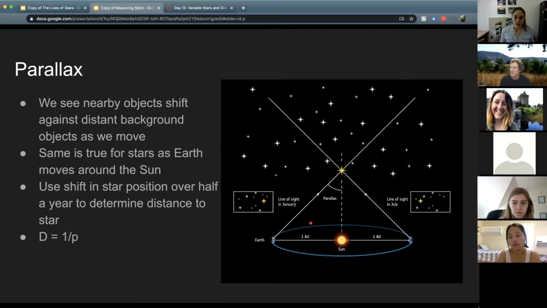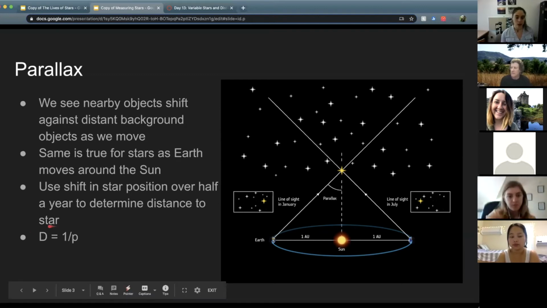So we can use that shift in position along with just a little bit of trigonometry to find out the distance to a star. And we come up with this pretty nice equation where the distance to a star, measured in a unit called a parsec, is going to be equal to 1 divided by the parallax shift, when we measure our parallax shift in arc seconds. So really a pretty easy equation to remember: distance equals 1 over parallax shift.